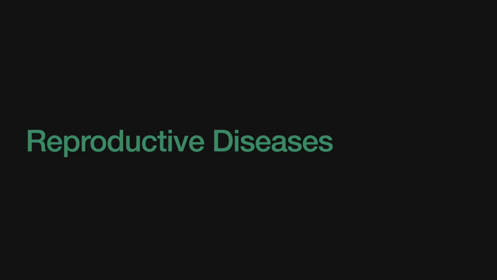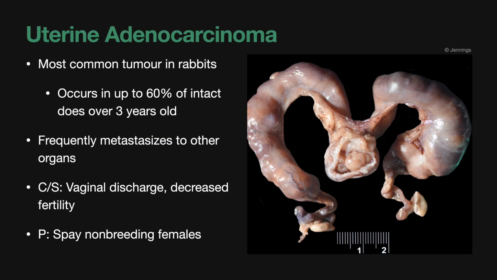Next, we will look at two reproductive diseases. Uterine adenocarcinomas are the most common tumor in rabbits. Up to 60% of intact does over 3 years old are going to develop this tumor. It also frequently metastasizes to the other organs, giving it a pretty poor prognosis. Clinical signs of a developing tumor include vaginal discharge and decreased fertility. Prevention focuses on spaying non-breeding females before they develop the tumor.